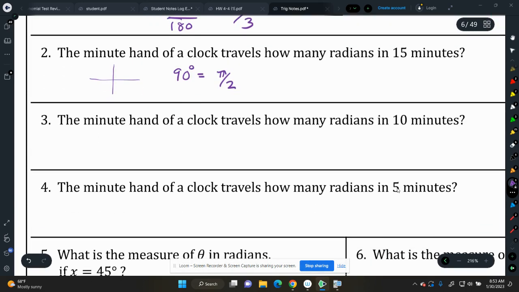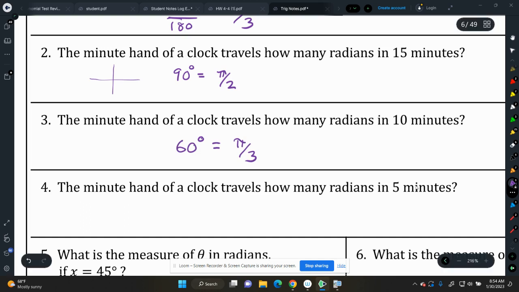Okay, do number 3. The minute hand of a clock travels how many radians in 10 minutes? Do this yourself, please. Okay, how many degrees does it travel in 10 minutes? 60 degrees. And what's the radians for 60 degrees? There you go. Pi over 3.